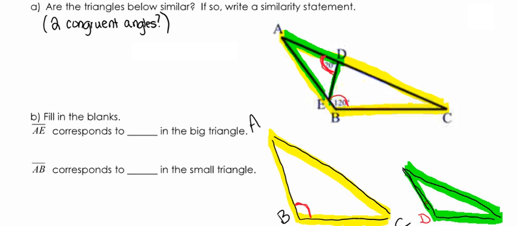And then the other thing that I want you to notice is that this green triangle and the yellow triangle share an angle. Angle A is the same in both. And that's the reflexive property for angles. We haven't seen that so far this year. This is a first for angles, although we have used the reflexive property for shared sides.